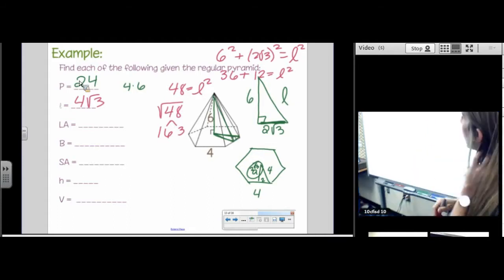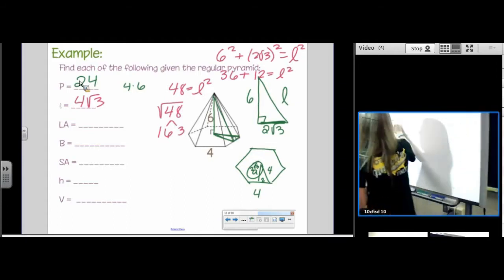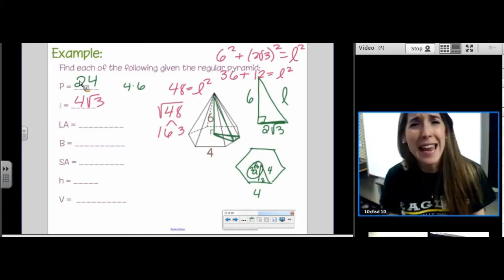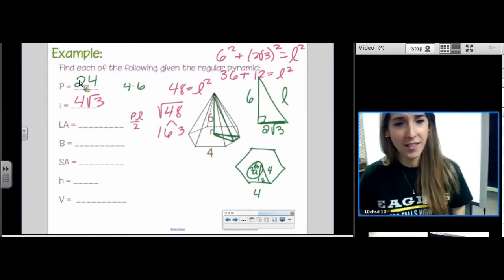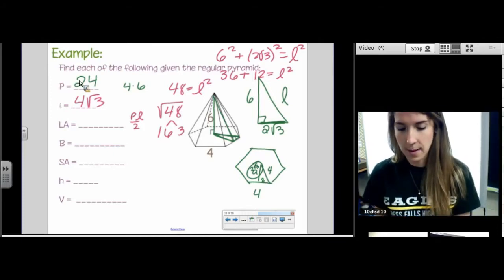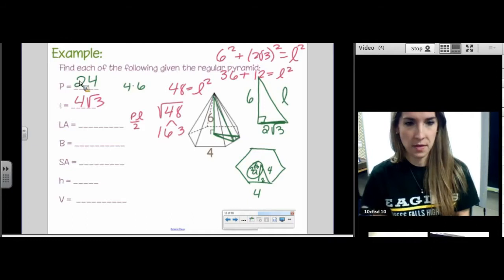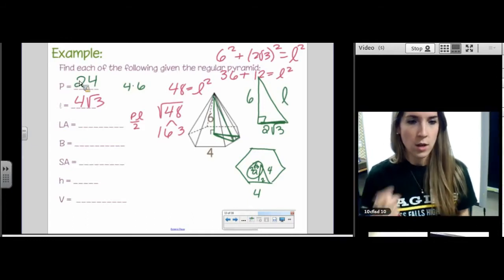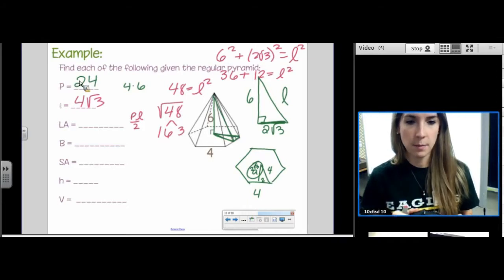Okay, LA. Okay, this is a new formula. PL divided by 2. This is going to be a breeze now that we know what P and L are. So it is 24 times 4 divided by 2. Are we okay with that? I didn't put the root 3 in my calculator because we don't want decimals. So what is the LA of this pyramid?